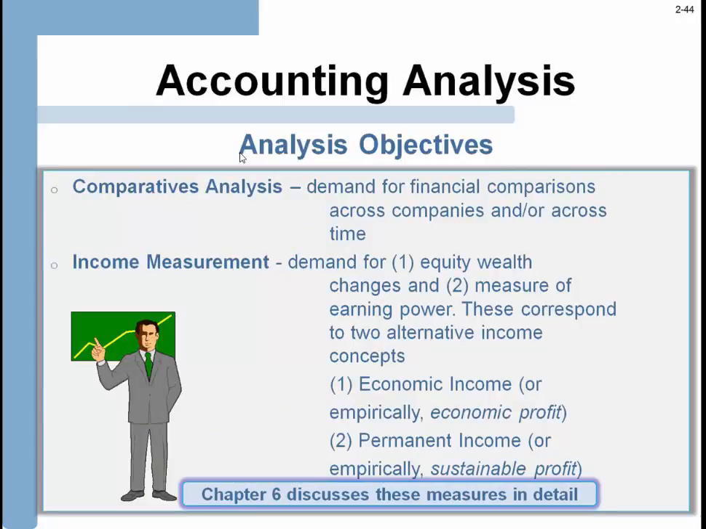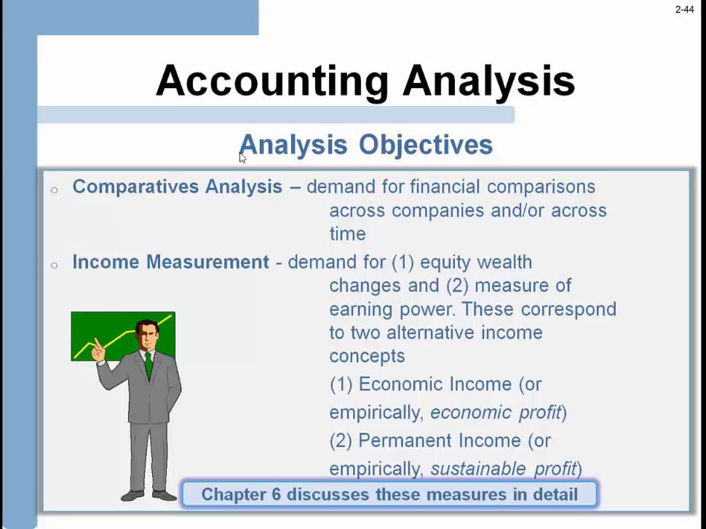You want to do comparative analysis of similar companies and across the same company over a period of time. That's called horizontal and vertical analysis. We want to do income measurement. We want to look at wealth changes, the earning power, economic income, and permanent income. So economic income is economic profit, and permanent income is sustainable income, or sustainable profit.